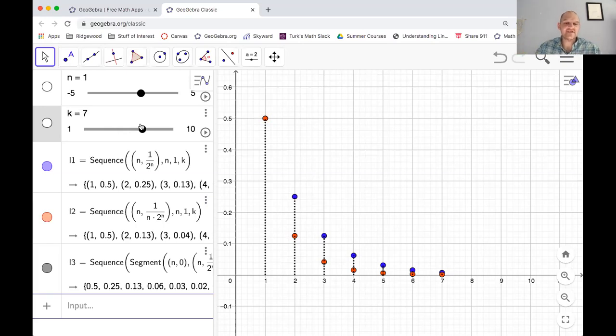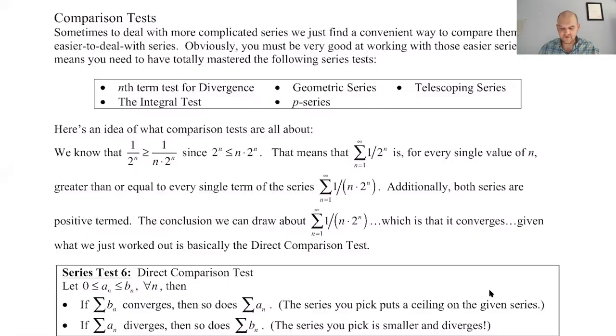So since that's the case, I'm going to go back to the notes. Since that's the case, if 1 over 2 to the n converges, it's not possible that the other one doesn't converge. It's definitely smaller than something that is converging. So this is the basis for the comparison test. We know this is a convergent geometric series, and we know that every single term of that is greater than or equal to the corresponding term of this. Since we know that the purple one converges, we know that the other one must converge also.